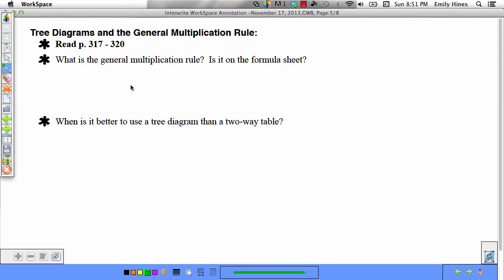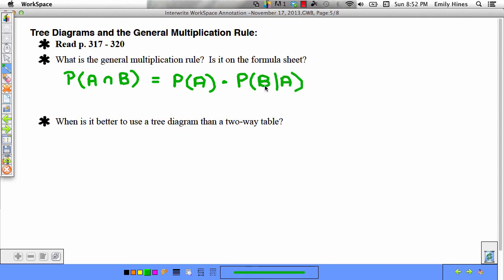So what the general multiplication rule is: the probability that A and B, and remember the symbol that looks like an upside down U, it means and, A and B is the probability of A times the probability of B given that A actually happened. Okay, because if A didn't happen, then there is no probability of A and B. It's 0, because remember, and means that they both have to happen.